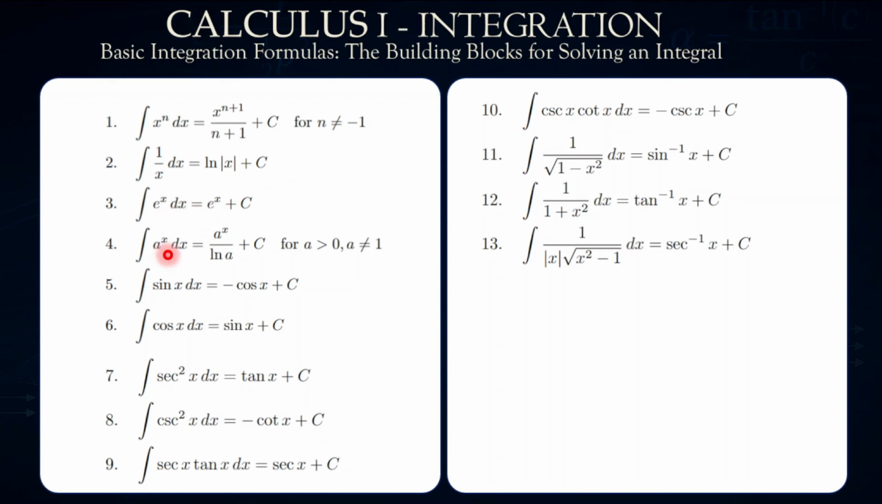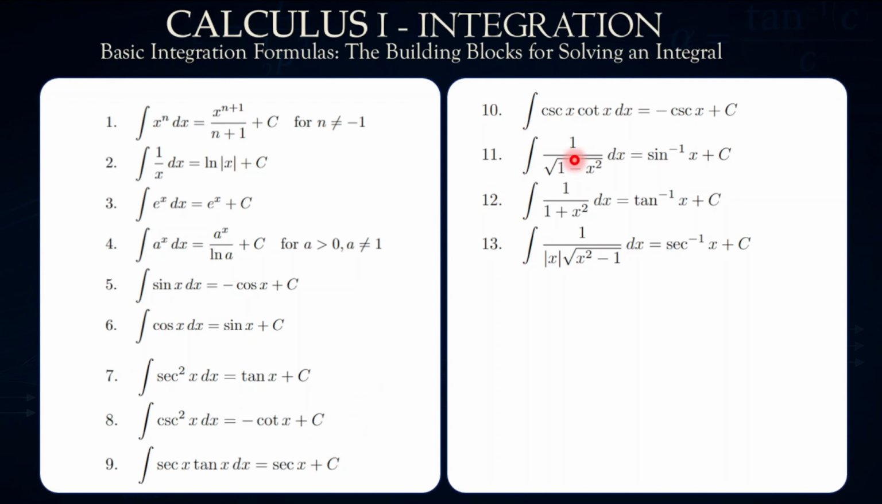The integral of a to the x dx is equal to a to the power of x divided by ln a plus c. The integral of sin x dx is equal to minus cosine x. The integral of cosine equals sine x, which is the opposite of the derivative, by the way. The integral of secant squared x equals tan x plus c. Cosecant squared x dx gives minus cotan x. The integral of secant x tan x is equal to secant x plus c, etc.